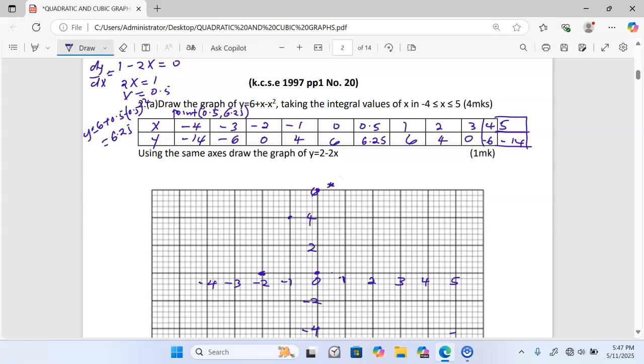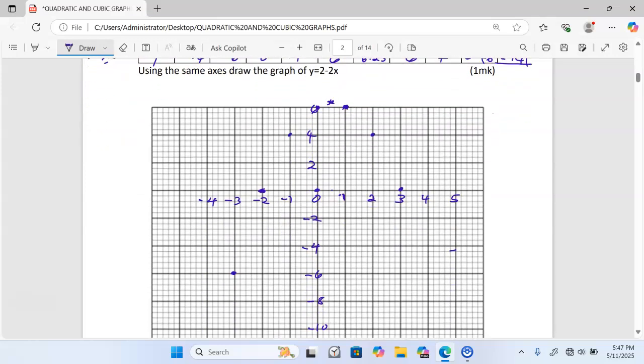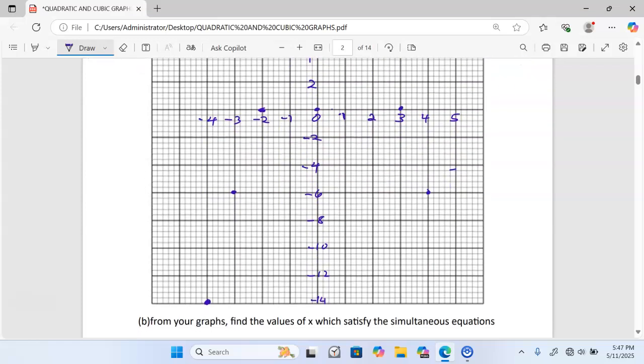And of course, when x is 1, y is going to be +6. When x is 2, we are going to have +4. When x is 3, it is 0. When it is +4, it is -6 here. And when it is +5, it is -14 down here. Once we have done that, now we can join all these points the way they have been plotted.